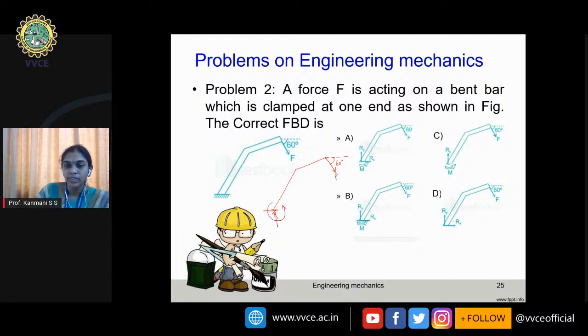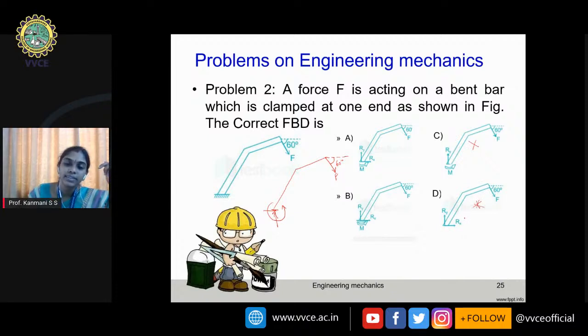Let us observe which is having this type of reaction. At point A, in the first figure, we have three reactions at point A and F at 60 degrees. This is matching with our answer. I'll go to the second answer. If you see the second answer, it is also having three reactions and F at 60 degrees. So this may also be an answer. I'll go to the third one. It has only one vertical reaction and one moment. So the horizontal reaction is missing. So this cannot be the answer. Coming to D, here the moment is missing, hence this is not the right answer.